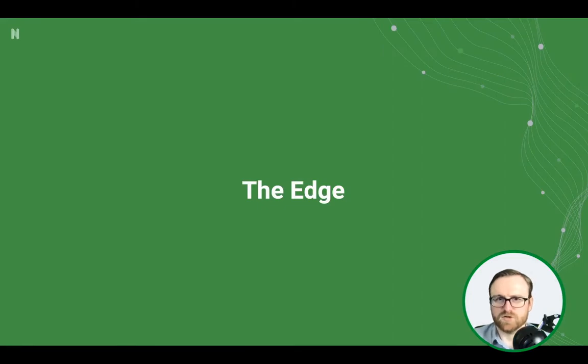Let's start with the edge. Edge computing is very important for the Internet of Things. When we talk about the edge, we're talking about moving workloads from the cloud to a location closer to the end user. This could be a local node, or it could be a node on their network.